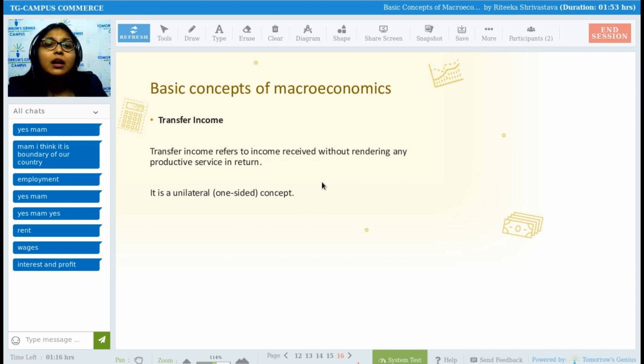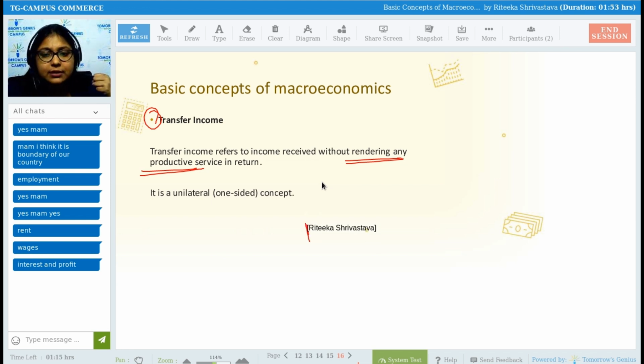Now let us move towards another new term, that is transfer income. Now what is transfer income? Transfer income refers to income received without rendering any productive service in return. So if anybody gets any kind of money, but in return that person is not providing any kind of goods and services, then such income is called transfer income.